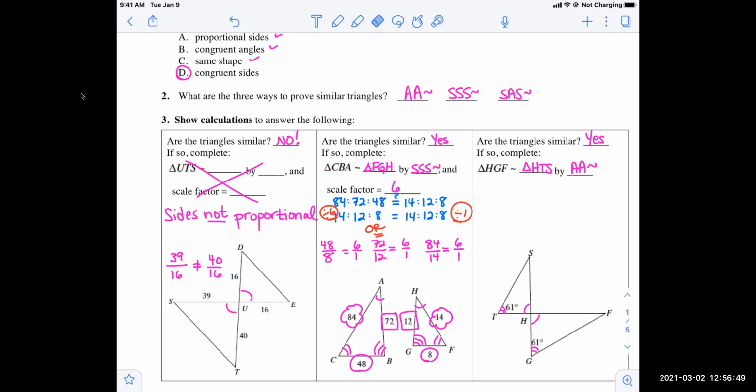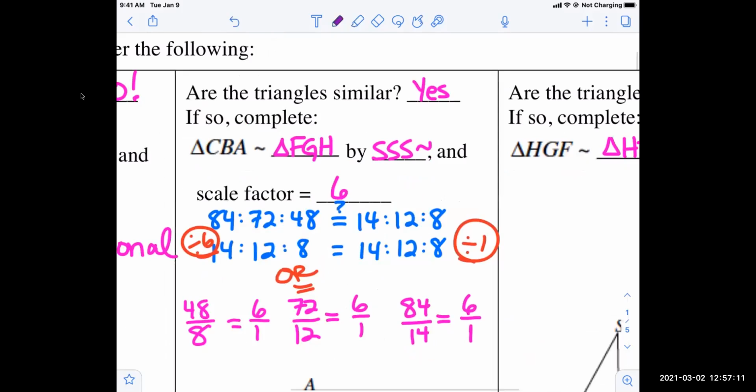Okay. When I ask you for scale factor, you go left to right unless it specifically says triangle whatever to triangle whatever. If it doesn't specify, then you go from the left to the right. So since the triangle is getting smaller, the numerator will be larger and it's 6 to 1. You can put 6 to 1 like that, that's okay, or 6/1, that's okay. You don't have to have the 1 there because it's the denominator though.